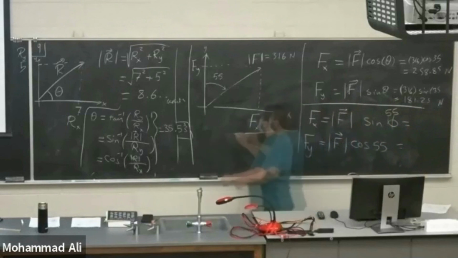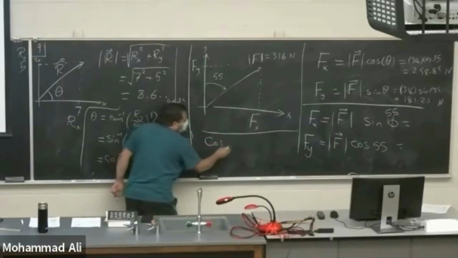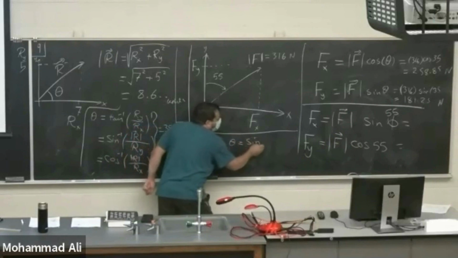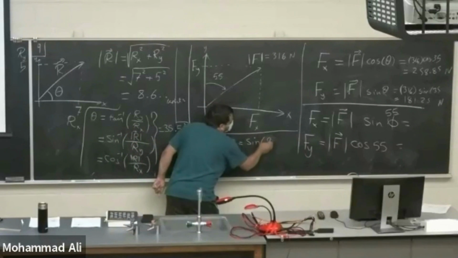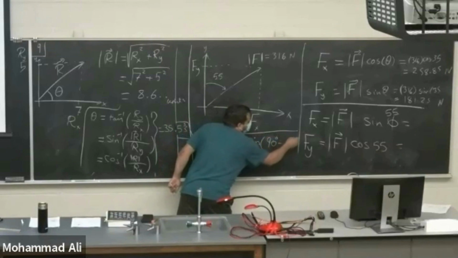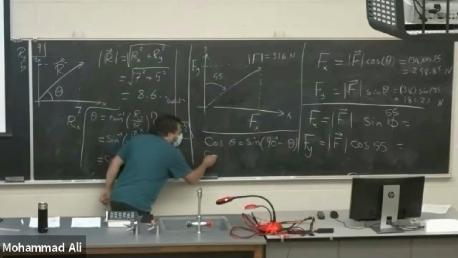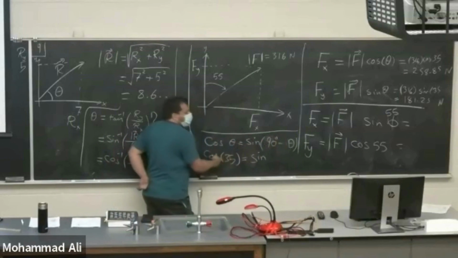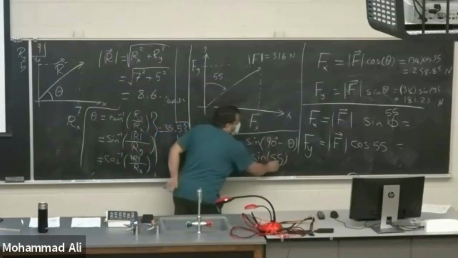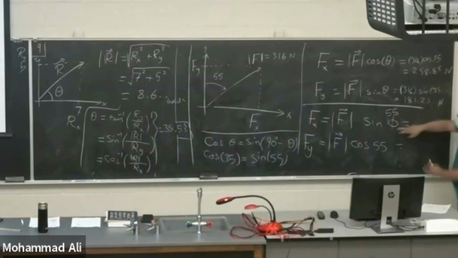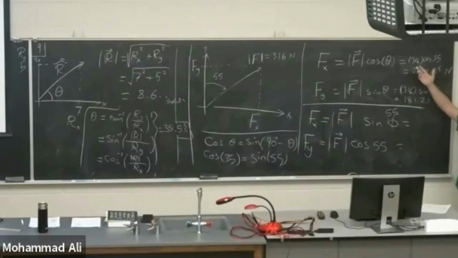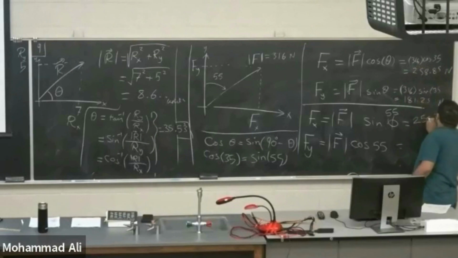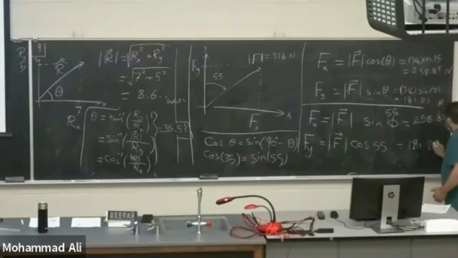If you remember, cosine theta is equal to sine of 90 degrees minus theta. So cosine 35 is equal to sine of 90 minus 35, which is 55. So we have the same value. Sine phi is equal to cosine theta. So we have the same X component, which is 258.85 newtons. Also here we have the same value.